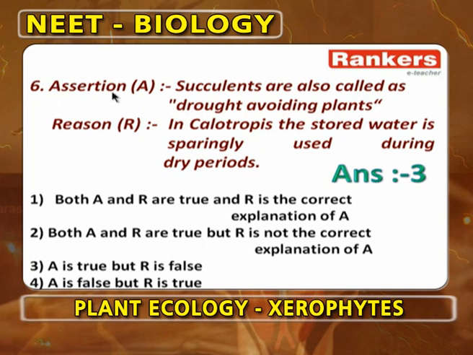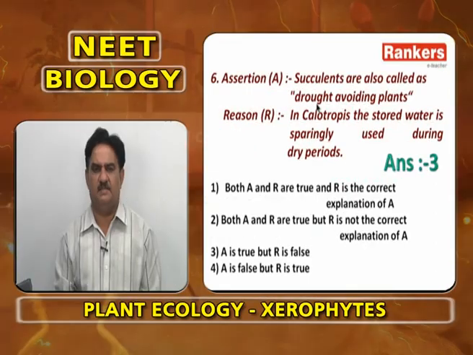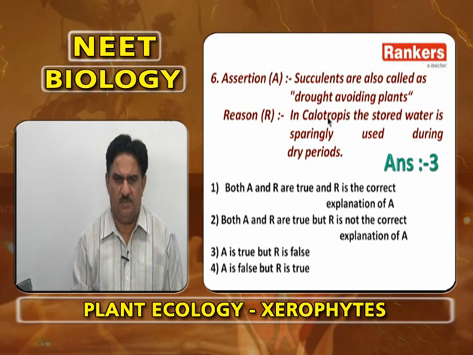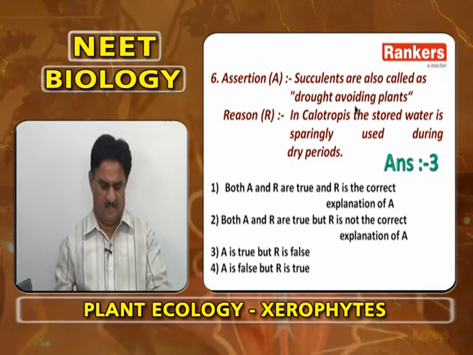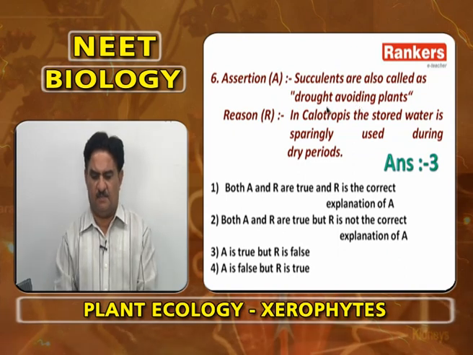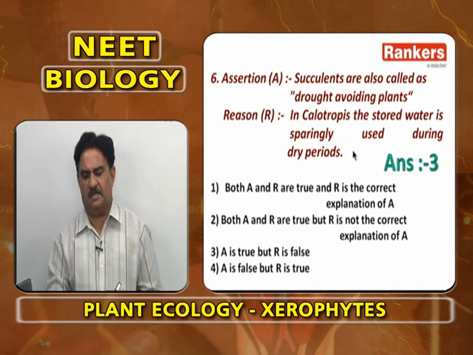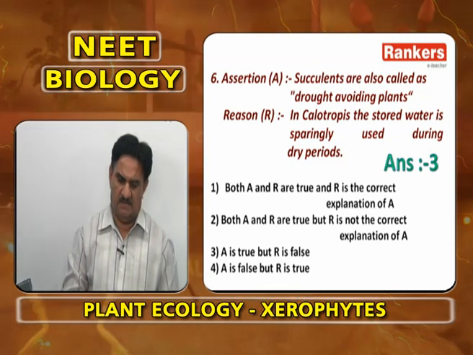Coming to another assertion reasoning. Assertion: succulents are also called drought avoiding plants. It is true. Succulents are popularly called drought avoiding xerophytes because they store water as mucilage during favorable conditions, and this water is used in unfavorable conditions cautiously or sparingly. This is the correct statement. In Calotropis, the stored water is sparingly used during dry periods. Calotropis is not a drought avoiding xerophyte, it is a true xerophyte, a real xerophyte with several modifications.